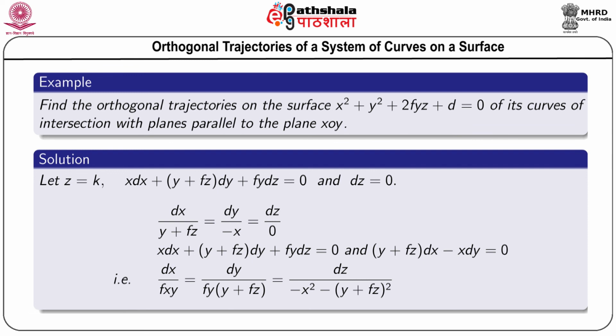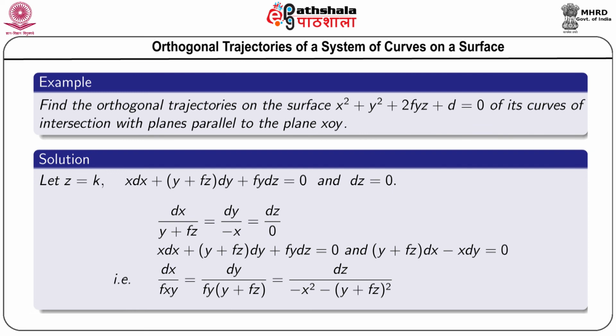since the orthogonal trajectories must lie on the given surface. So, this equation will be satisfied and the orthogonal trajectory is perpendicular to the given system of curves. So, this equation will be satisfied. So, if we solve these two equations, then that will give the differential equation for the orthogonal trajectories.